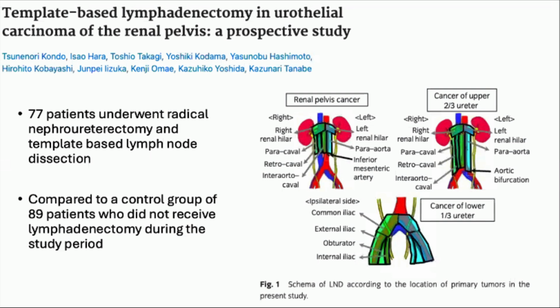One of the only prospective studies that looked into the role of lymph node dissection in upper tract urothelial carcinoma is a study based out of Japan. They essentially looked at patients who underwent a radical nephroureterectomy along with template-based lymph node dissection, and these are the templates for renal pelvis cancers, and for cancer up to the upper 2/3 or distal 1/3 of the ureter. And they compared these 77 patients to a control group of 89 patients who did not receive lymphadenectomy during the same study period. Now, patients were not offered lymph node dissection if they were over 75 or had significant comorbidities. So these are some significant confounding variables.